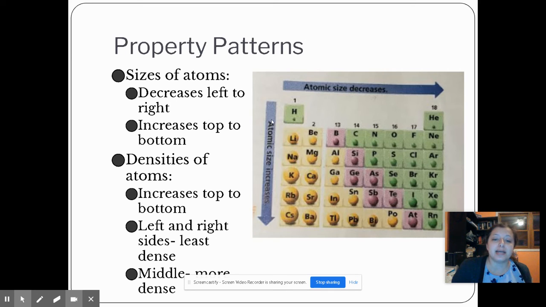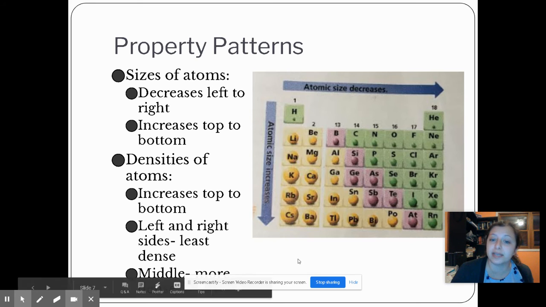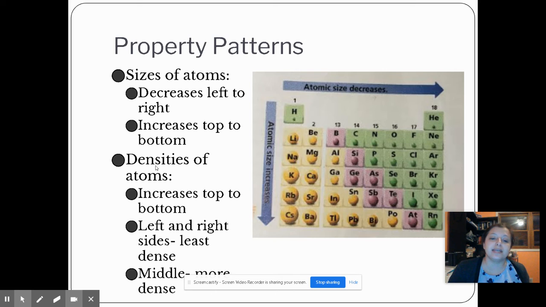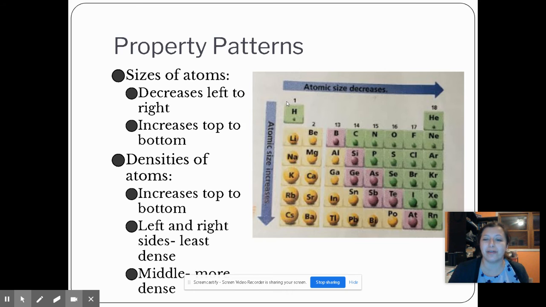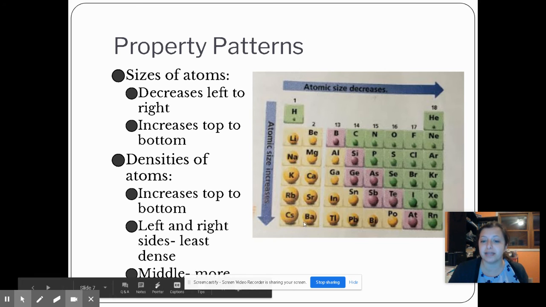The atomic size is going to increase as you go down. So lithium all the way down to cesium, pretty big. So you can see that pattern: as you go to the right, it's going to get a little smaller. As you go down, it's going to get a little bigger. Density does not follow that easy of a pattern. What happens is the densities are going to increase top to bottom. So up here, these guys at the top, not very dense, the bottom, pretty dense.